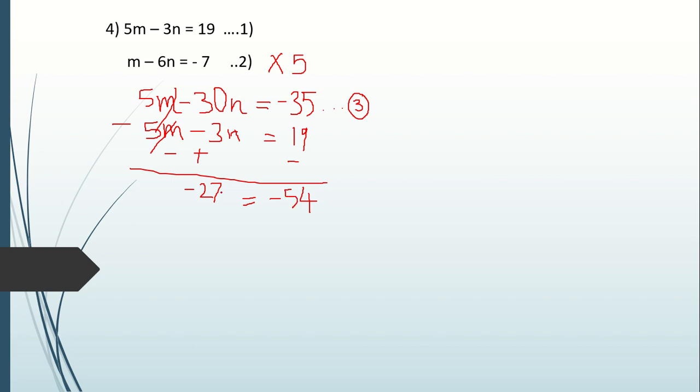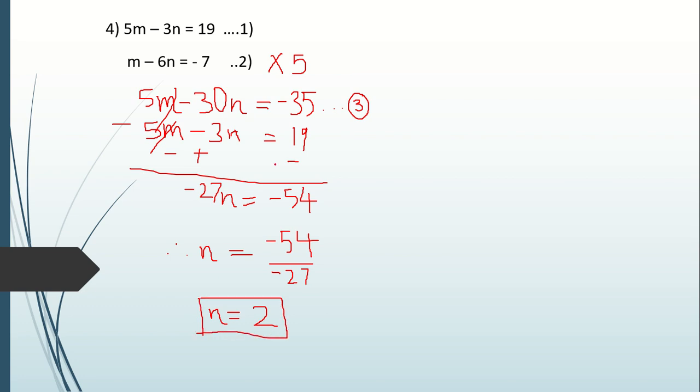Okay, this was minus 27n. Therefore n is equal to minus 54 upon minus 27, and 27 2's are 54. Therefore, and minus minus becomes plus, I hope you know that. Therefore, n is equal to 2. This is the answer you get. Now, n is equal to 2.